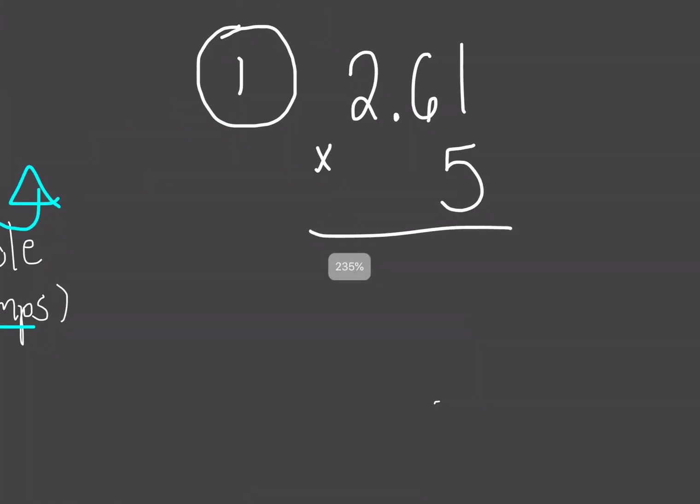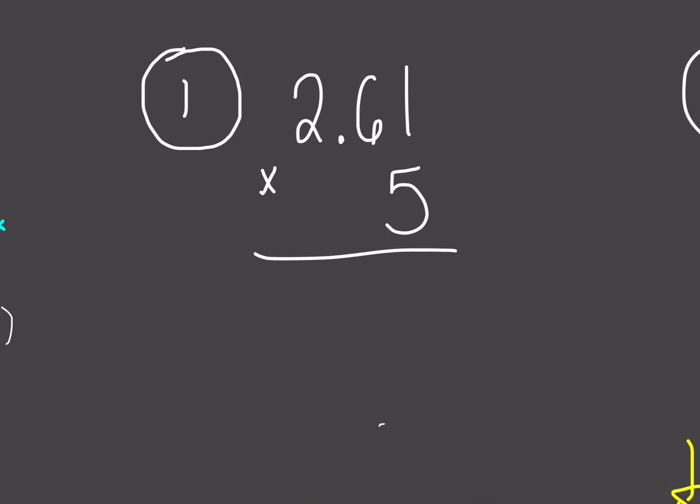So first problem is you have 2.61 times 5. Now whenever you're working it out, you got to think, well, what would be reasonable? I could round this to 2, and 2 times 5 is 10. If I round my 2.61 down, that means my answer should be bigger than 10. I'm hoping. Let's actually work it out.